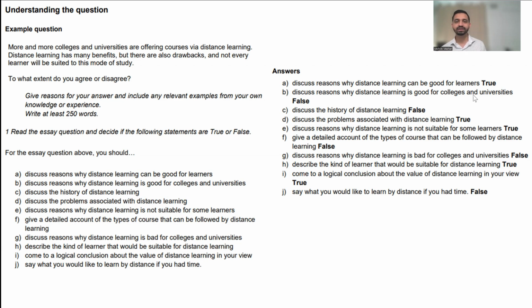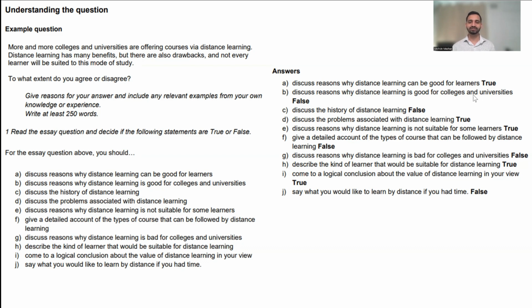That's false. Discuss the problems associated with distance learning. That is true. You have to talk about the problems as well as you have to talk about the benefits, right? Discuss reasons why distance learning is not suitable for some learners. That's true. It does talk about that. And give a detailed account of the type of courses that can be followed by distance learning. It doesn't talk about the type of courses. So that is wrong, or false.